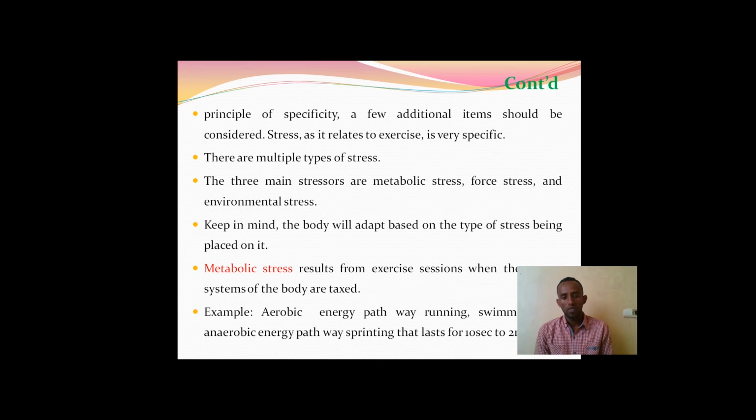So metabolic stress results from an exercise session when the energy system of your body is taxed or changed from its resting condition, all right? For example, the aerobic energy pathway is running, swimming, and the anaerobic energy pathway is sprinting that lasts for 10 seconds to 2 minutes maximum. So these are the types of metabolic stresses. Metabolic stresses are stresses that are placed in your body related to the production of energy.